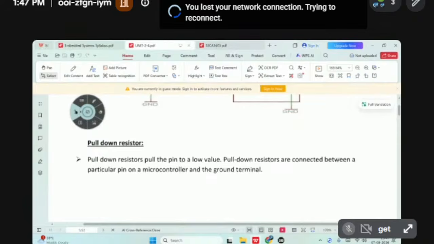In the pull up resistor we are going to expect only the high state. So with the help of the pull up resistor I may expect the high state, but with the help of the pull down resistor I will expect only the low state.